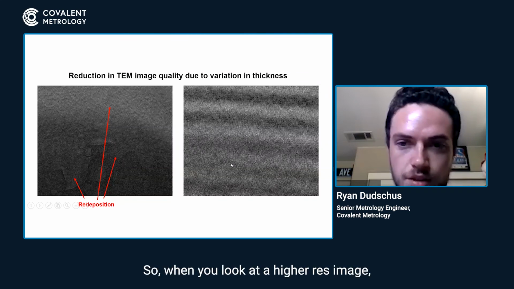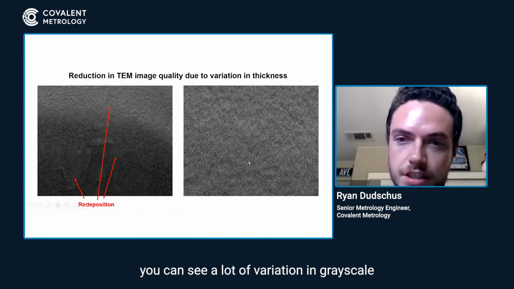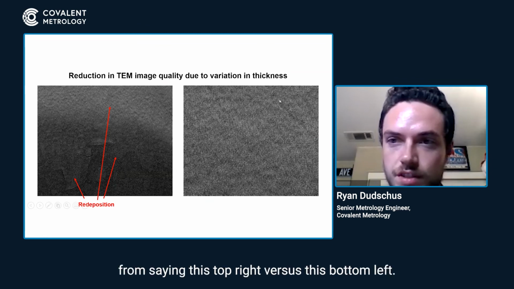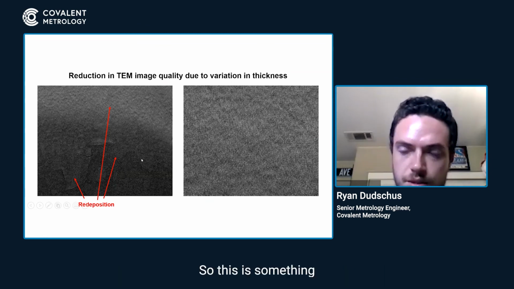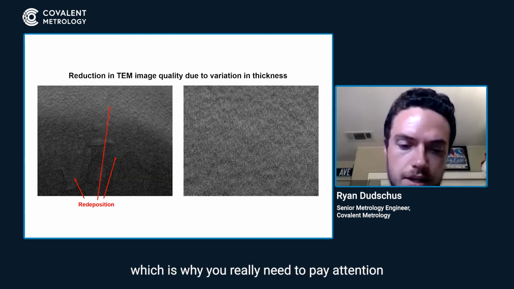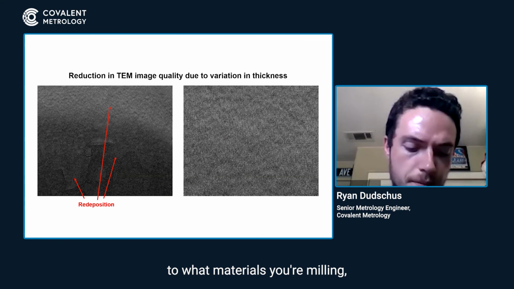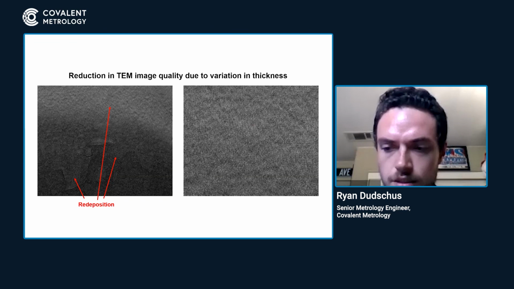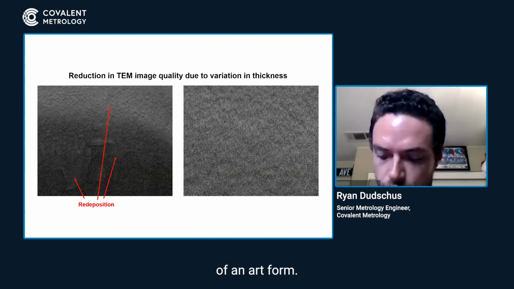When you look at a higher resolution image, you can see a lot of variation in grayscale and thickness. And you can see how the resolution changes from, say, this top right versus this bottom left. So this is something you really have to keep in mind, which is why you need to pay attention to what materials you're milling, the shape of your beam, over tilt, and box placement. And this is how it starts taking form as an art form.